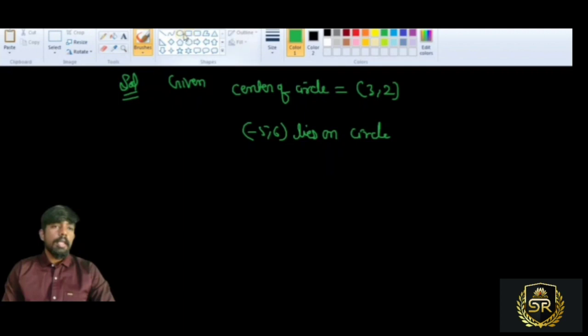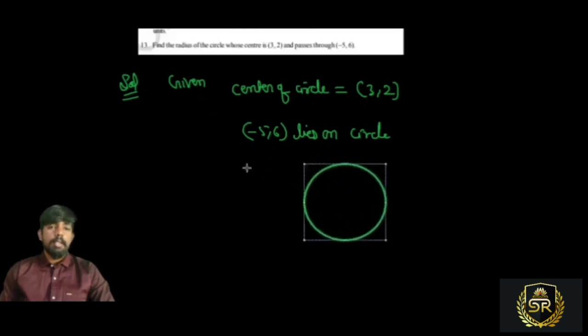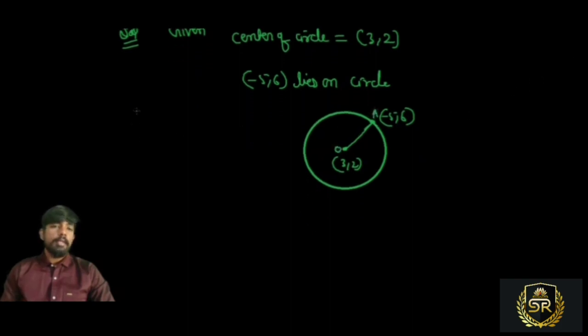Now first we will draw the diagram. This is a circle, and from here the center is (-3, 2), and the point lying on the circle is (-5, 6), randomly placed. Then this distance is the radius, right? Distance between them is the radius. Let us say the center is O and this point is A. Let A be the point (-5, 6), O be the point (-3, 2), and OA distance is the radius, right?